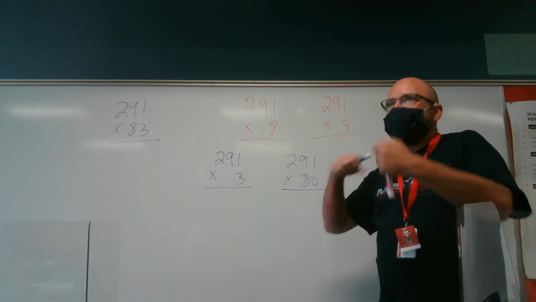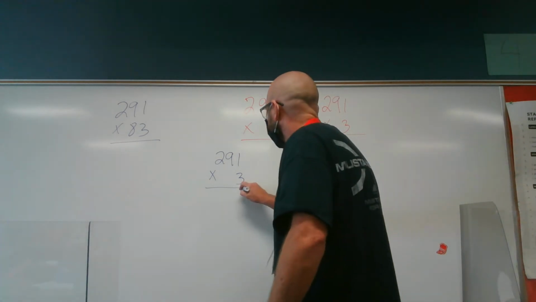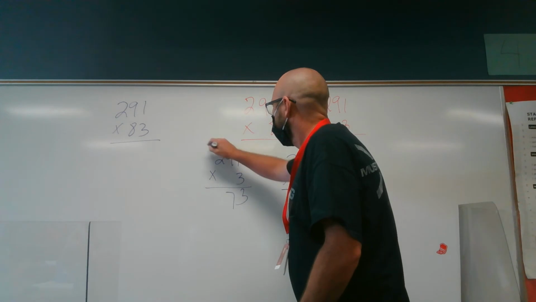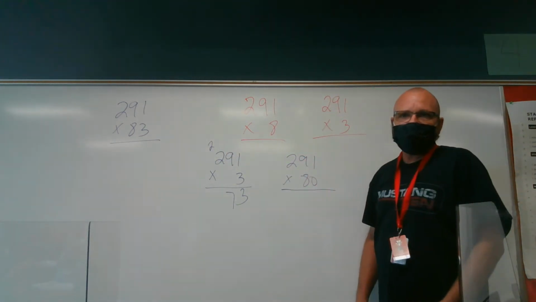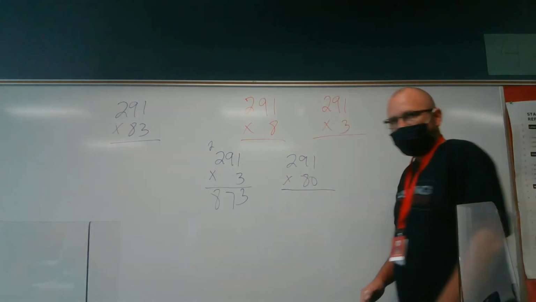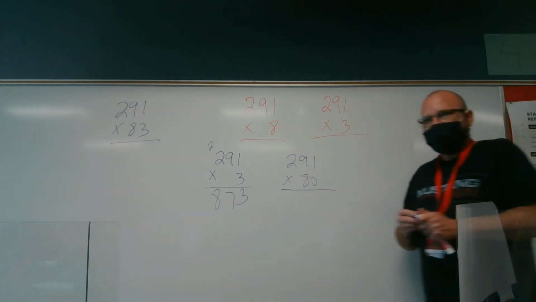So 3 times 1 is? 3. 3 times 9 is? 3 times 2 is? 6. Plus 2? 8. So that's going to be 873.